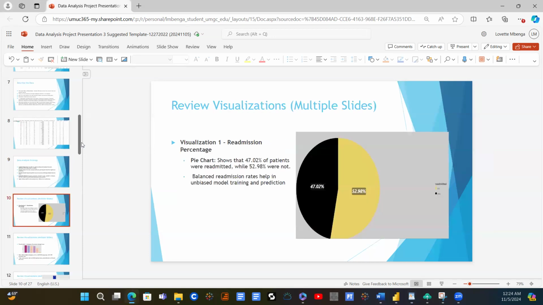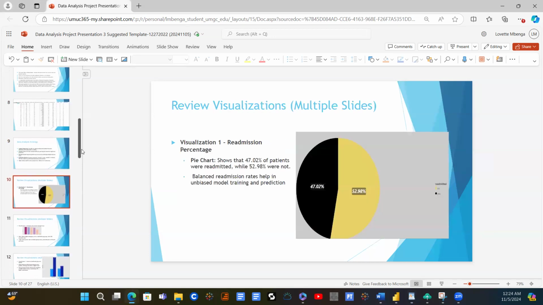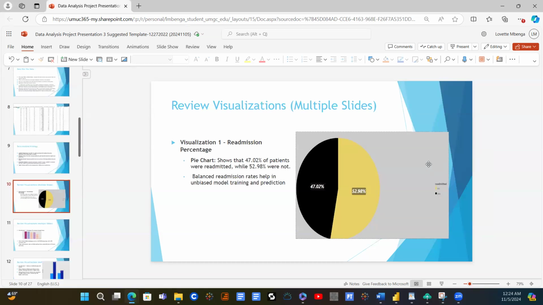Below you can see my visualization. My pie chart shows the percentage of people who were readmitted in black, and the percentage of people who weren't readmitted in yellow. From this pie chart, we can see that 52.98% of people were not readmitted, while 47.02% of people were readmitted.